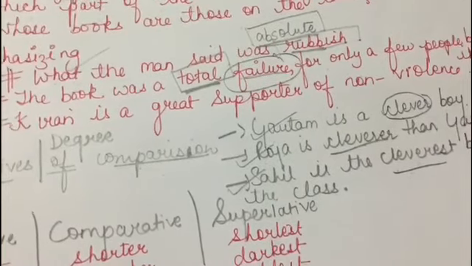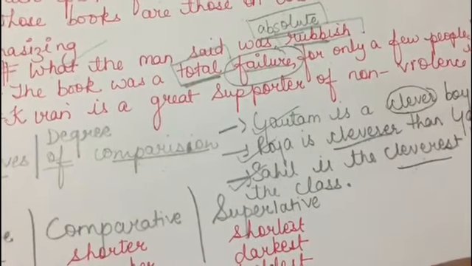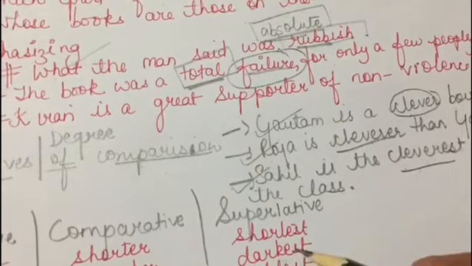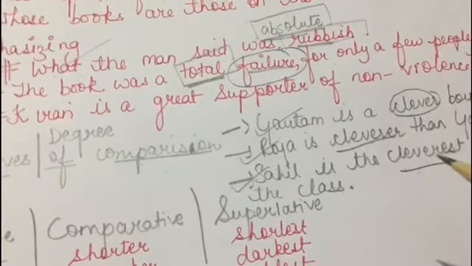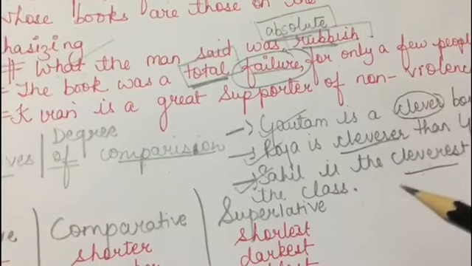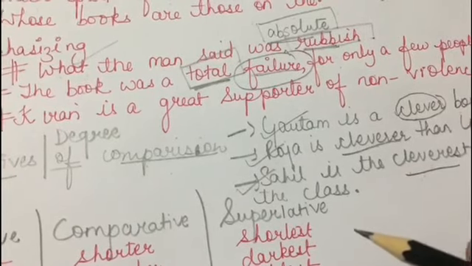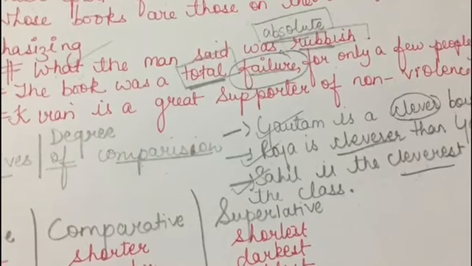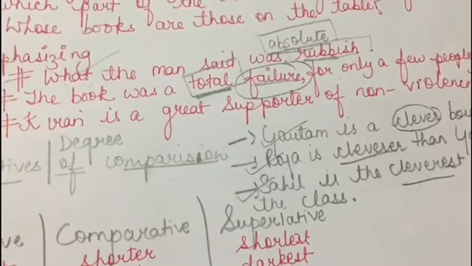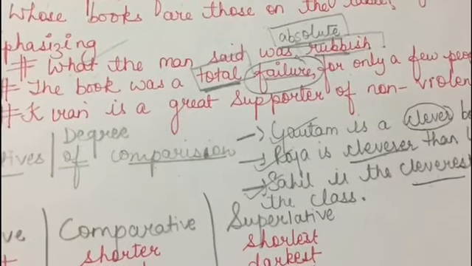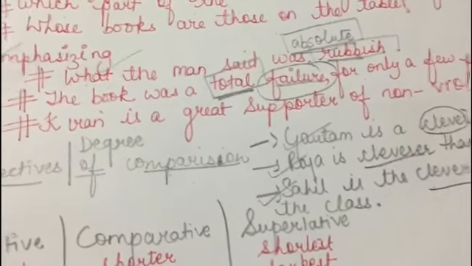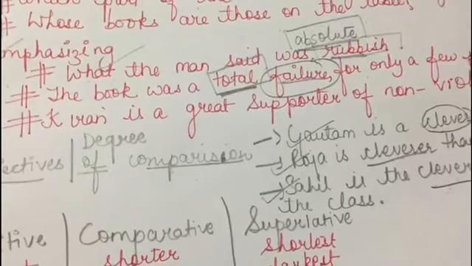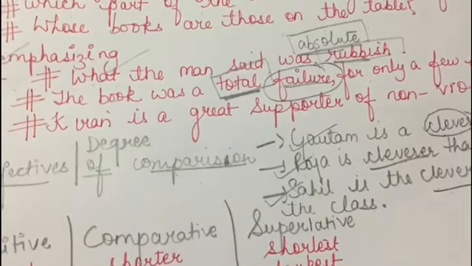Basically, the first step is called the positive degree, when we simply talk of one person or thing having a quality, that is, clever. The second step is called the comparative degree, when we compare only two persons or things with regard to a particular quality, that is, cleverer. And the third and final step is called the superlative degree, when we compare one person or thing with more than two persons or things with regard to a particular quality, that is, cleverest.